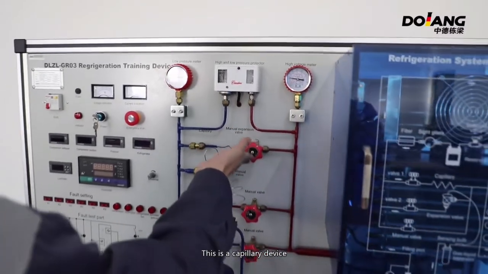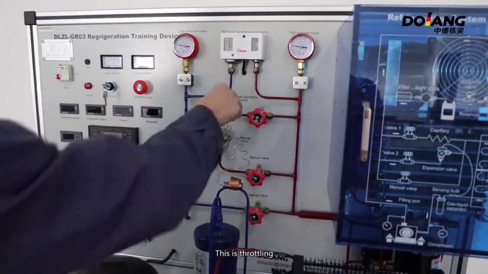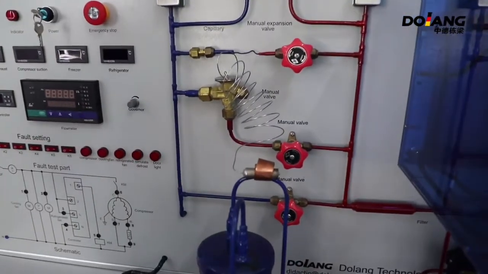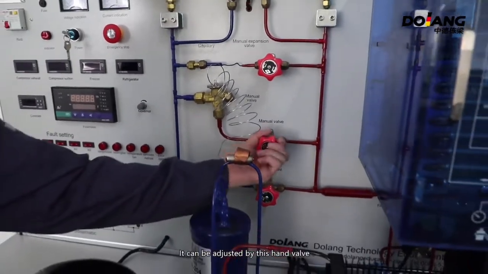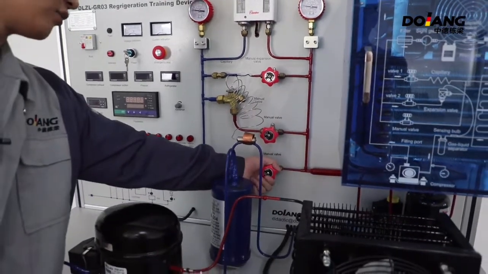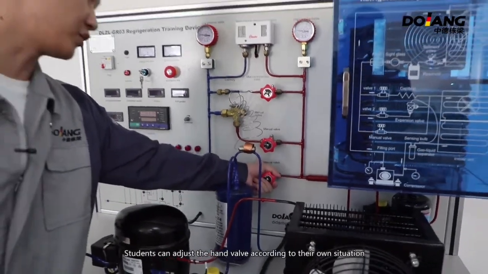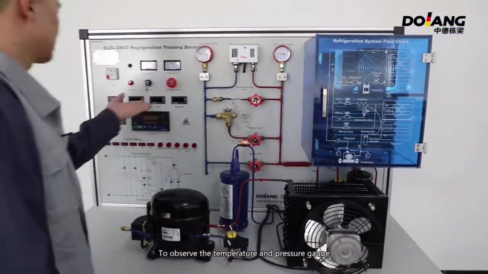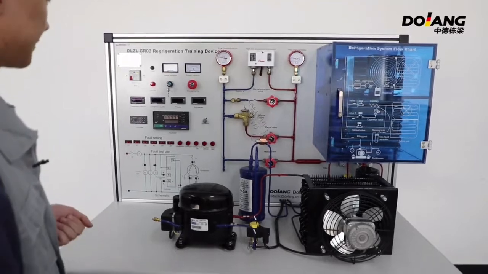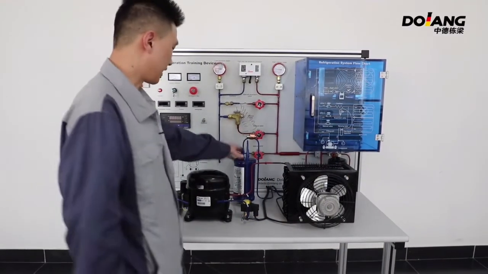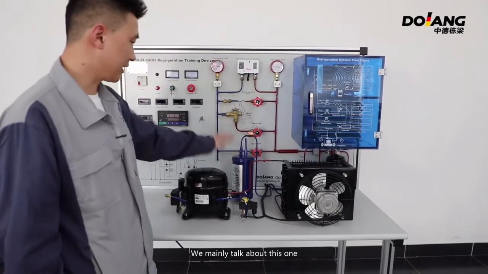This is a capillary device. This is throttling. This is an internal balance expansion valve. It can be adjusted by the hand valve. The last one is the hand valve. Students can adjust the hand valve according to their own situations to observe the temperature and the pressure gauge. The most important thing is these components. We mainly talk about this one.